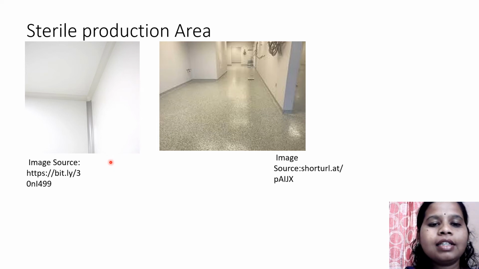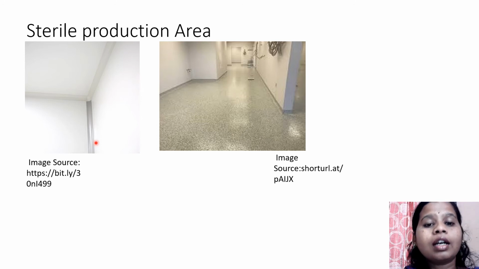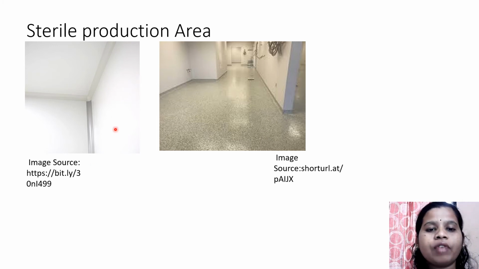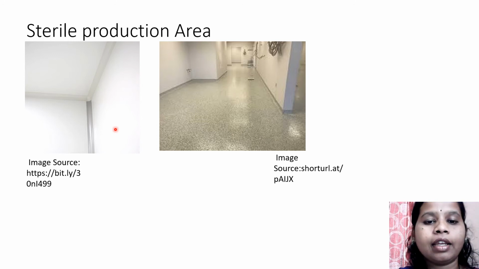Here the edges are avoided, and the corners are also made smooth so that they cannot behave as a source of contamination, or collect dust or other material coming out of the processing. Then one more important point is that the walls should be made of either flexible or non-flexible material as per the requirement of the production area.